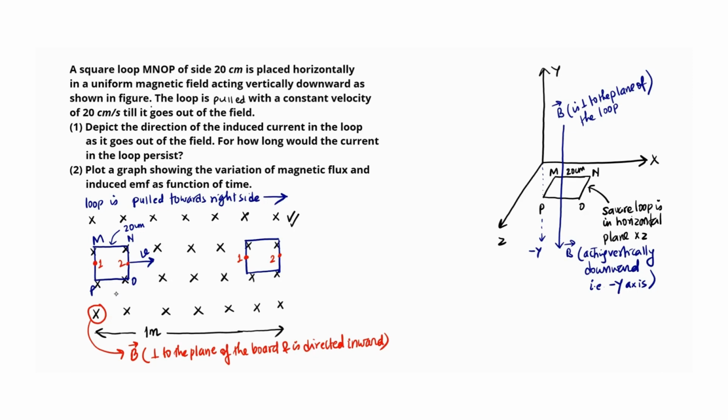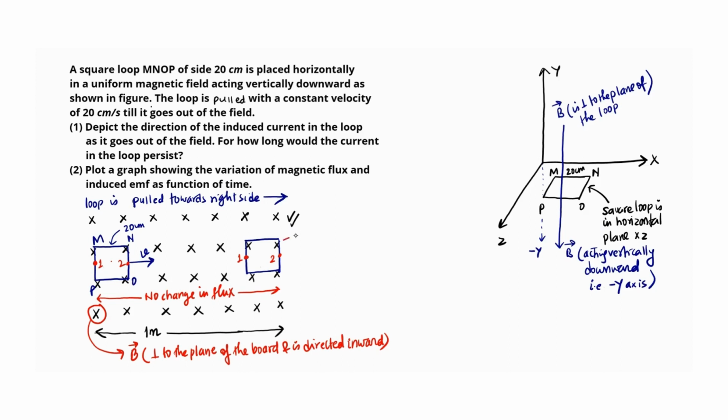Now in these two positions there is no change in flux. So from this edge to this edge there is no change in flux. Clear? So from this position to this position, there is no induced EMF and hence no induced current, because there is no change in flux.